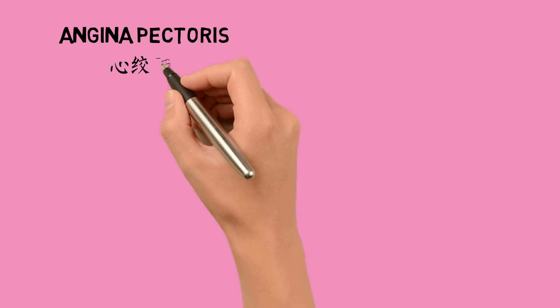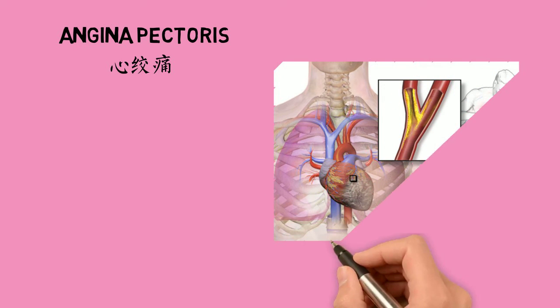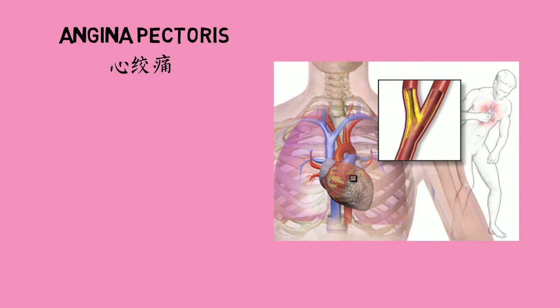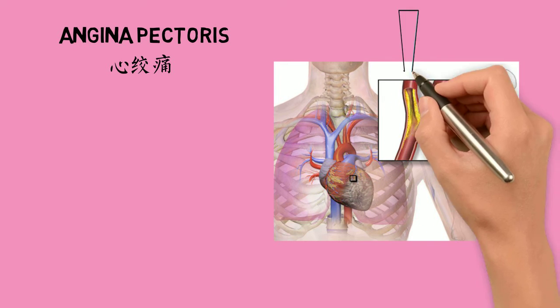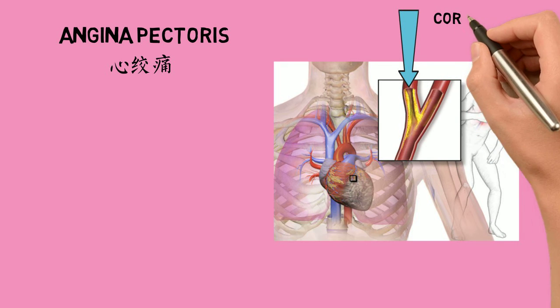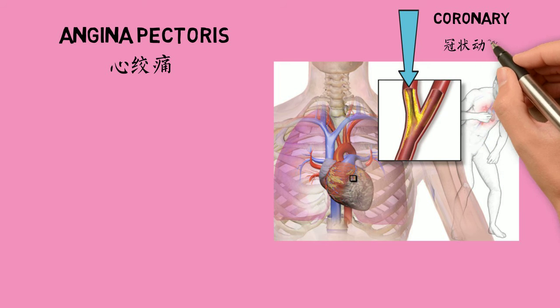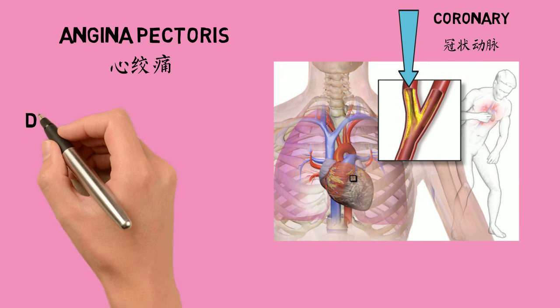Angina pectoris is another common issue of the heart. Angina pectoris is the medical term for chest pain or discomfort due to coronary heart disease. It occurs when the heart muscle doesn't get as much blood as it needs. This usually happens because one or more of the heart's arteries is narrowed or blocked, also called ischemia.